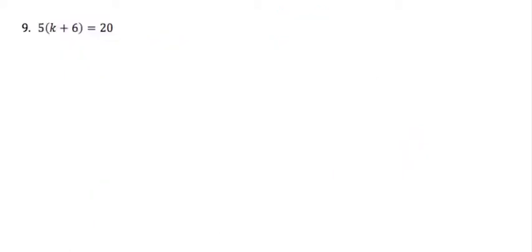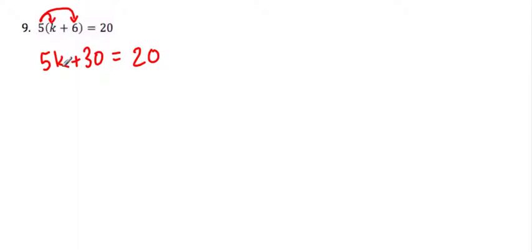The next problem, number 9. Number 9 has a parentheses in it. So before you do anything, you have to get rid of the parentheses. If I have a number on the outside of a parentheses, I have to distribute it through. So 5 times k would be 5k. 5 times 6 would be 30. And that would equal 20.